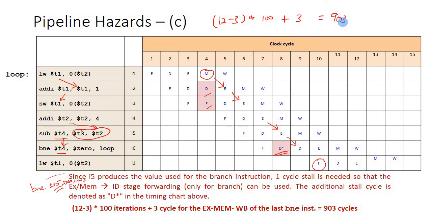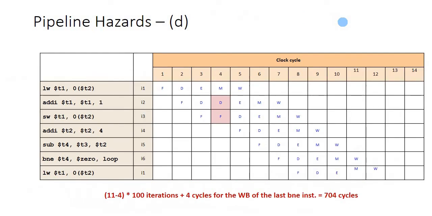So part C and part B are actually very similar in the first part of the analysis. The only thing is we have the early resolution in instruction 6, which changes the behavior. Okay, so let's go on to part D. And in part D, what do we have?